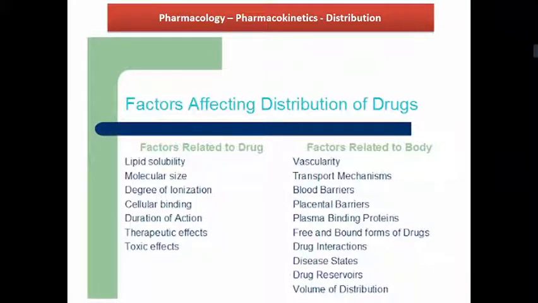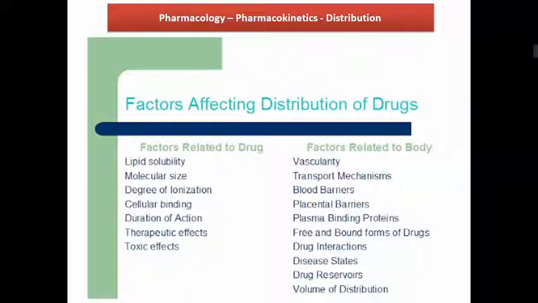Then the ratio between the free and the bound forms of the drug, I just would like to emphasize again that it is the free drug that is biologically active. When I say biologically active, it is the part of the drug or the form of the drug that is responsible for the expected therapeutic effects. Then the presence of drug interactions, this is very important, especially if the patient is taking more than one drug, the possibility of drug-drug interactions.